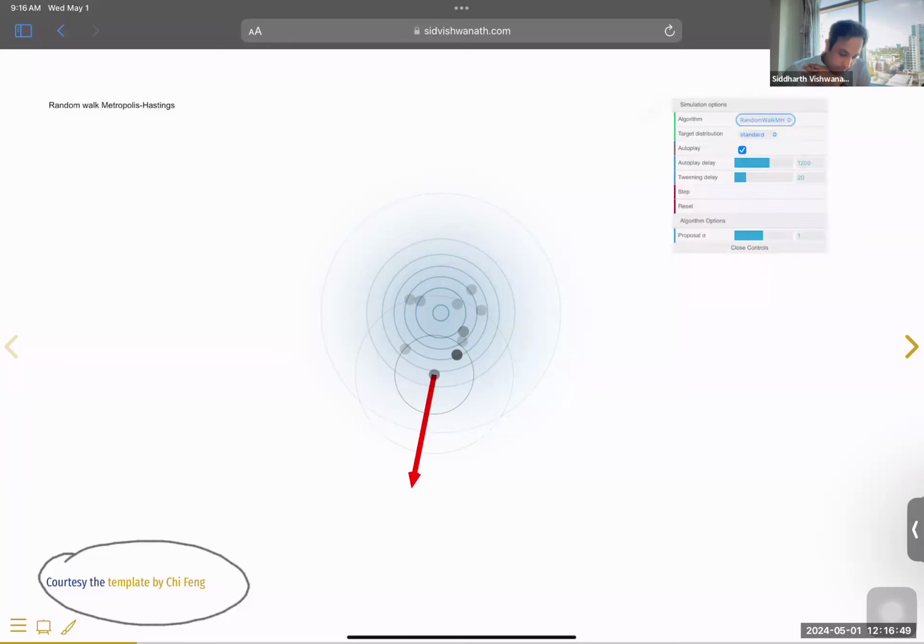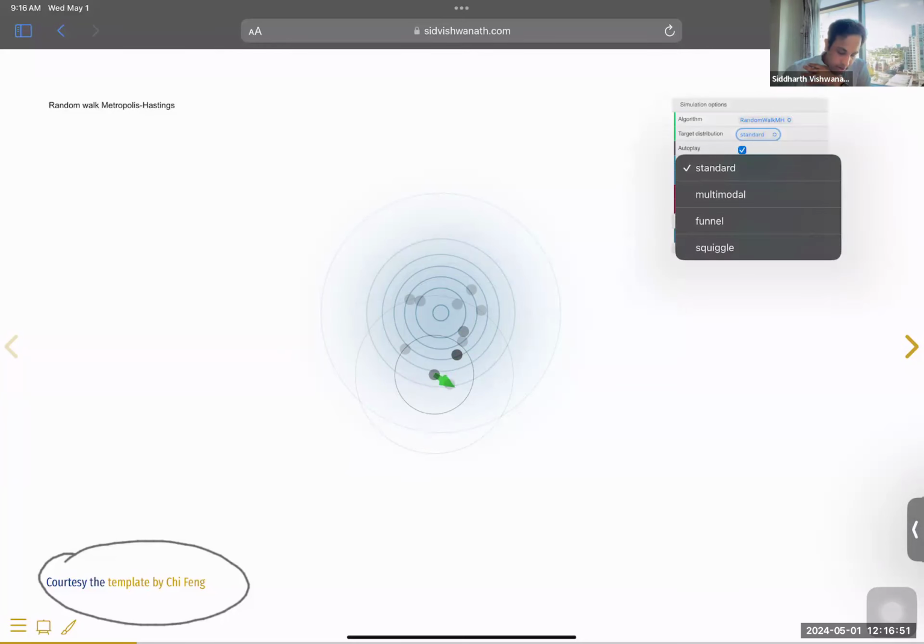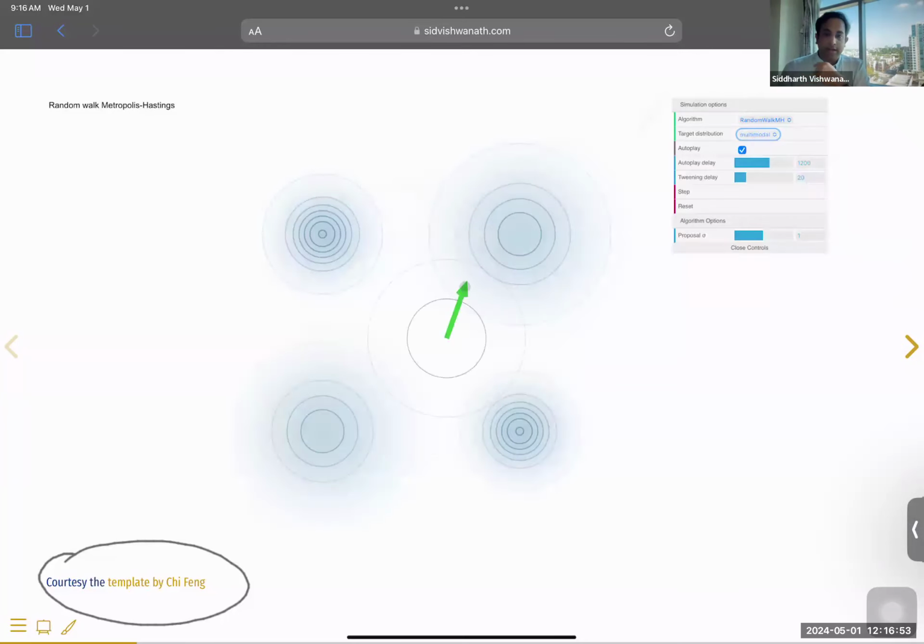But when your target distribution gets more complex, the standard random walk Metropolis is going to have a hard time generating proposals in low density regions. And as Shaoli was mentioning, this was the initial motivation for the RAM algorithm that was proposed by Tuck and Shaoli and David Van Dyke.